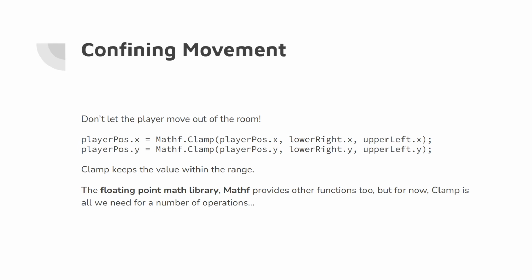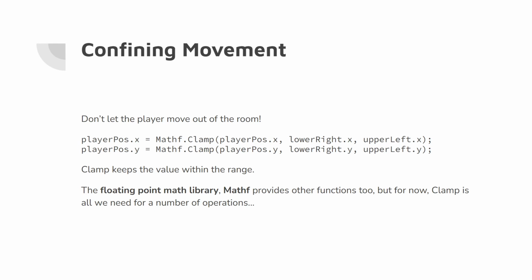Right? So we're going to use a library function. There's a library called Mathf. It's a floating point library. There are a bunch of things that Mathf will provide for us. Random values, rounding, all kinds of fun stuff. I'll come back to what other things are in the math library. But one of the things that you're going to want to check out is this idea of clamping.